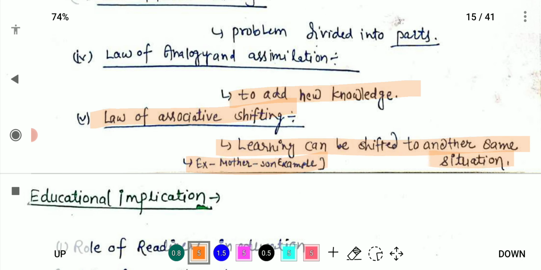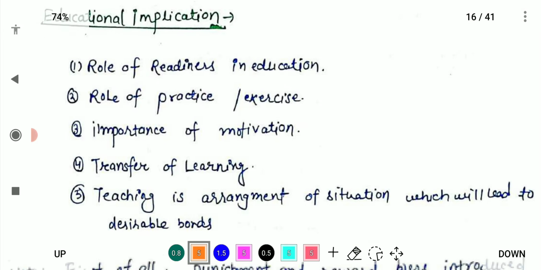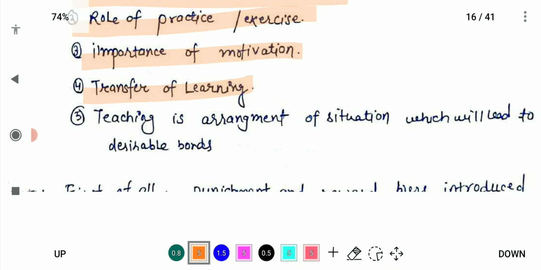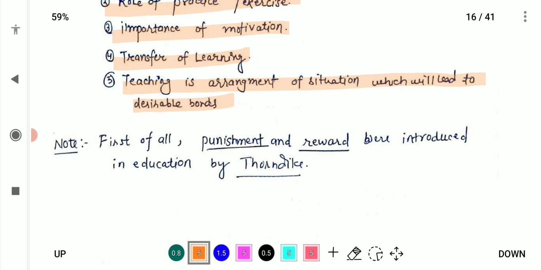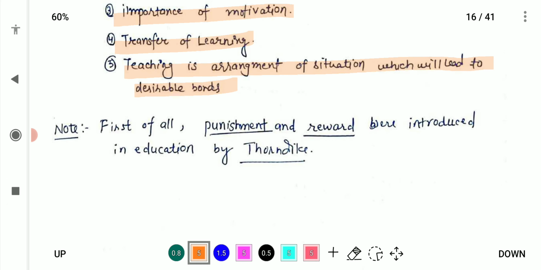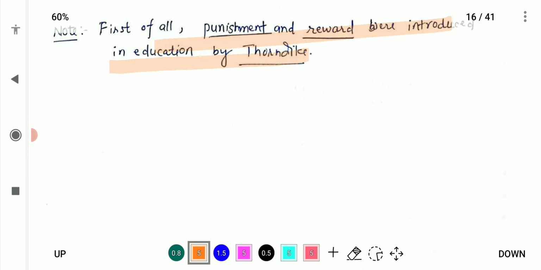Example: mother and son. Next, educational implications: role of readiness in education, role of practice or exercise, importance of motivation, transfer of learning. Teaching is the arrangement of situations which will be used to develop bonds. First of all, punishment and reward were introduced in education by Thorndike only.